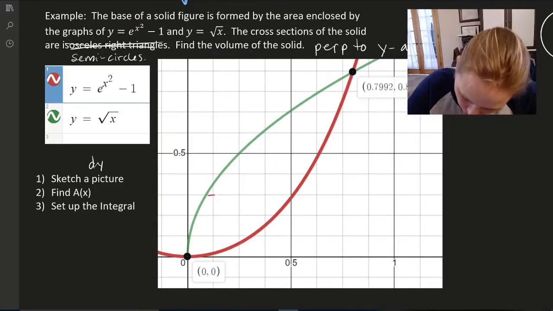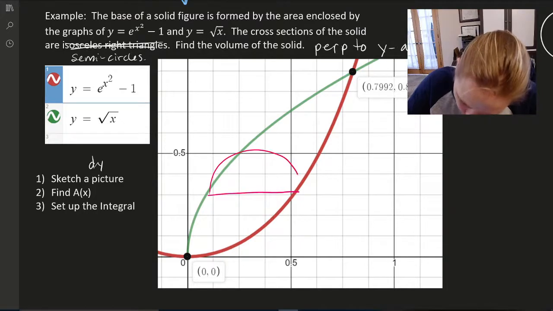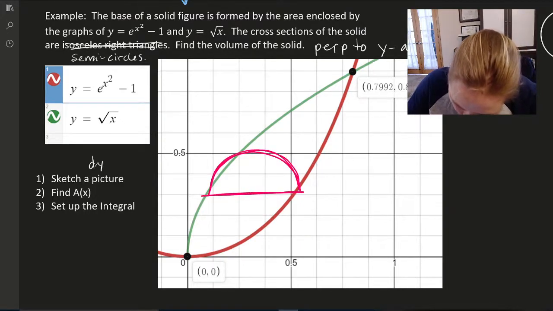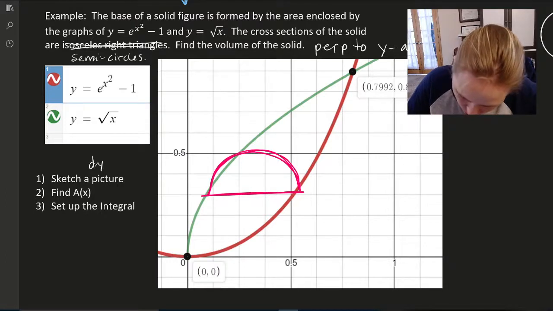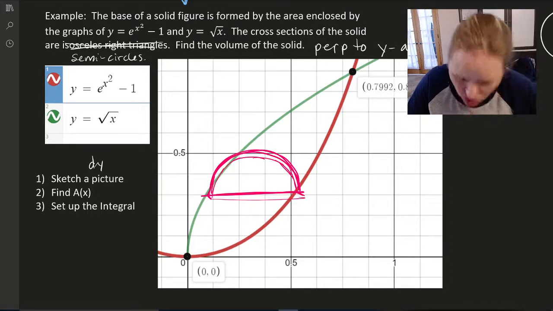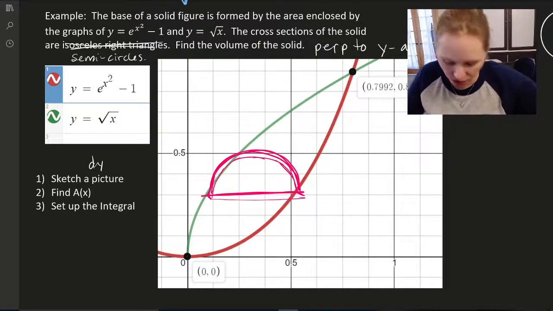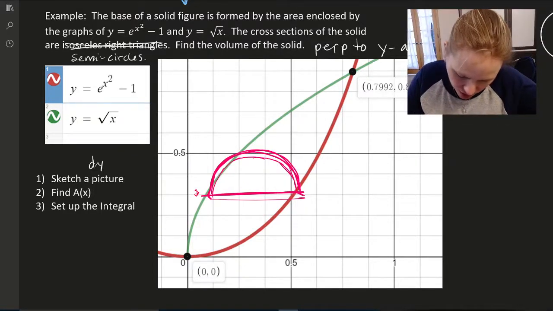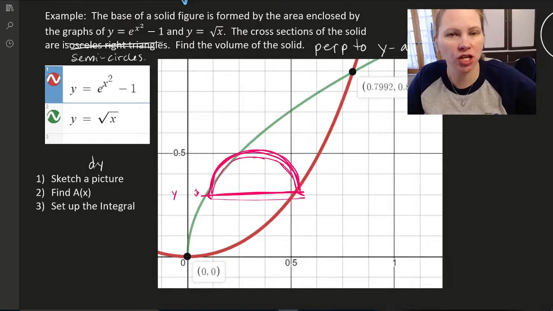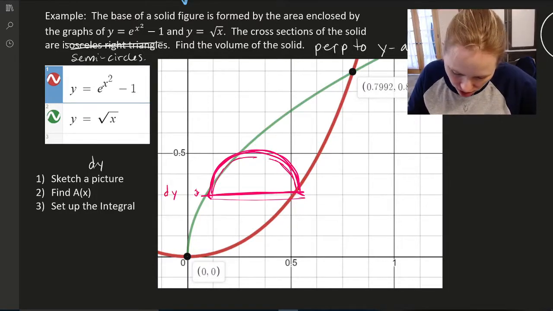Now we're perpendicular to the y-axis, which means my semicircles go like this. The reason why I know it's dy is because as I think about the width of this semicircle and think of it as kind of this two-dimensional shape, the width that I would measure, the thickness of that semicircle, is going to be a difference of the y. We're seeing the change in y. So this is why it's a dy type setup. So now let's take a look at what's happening.